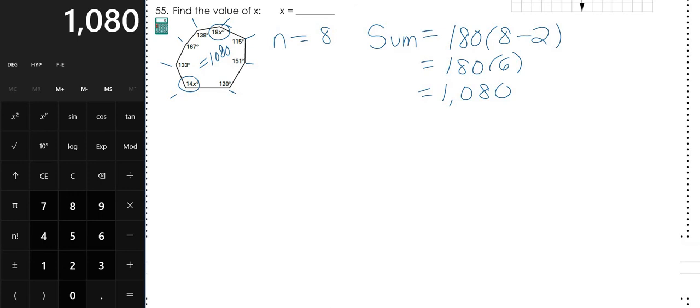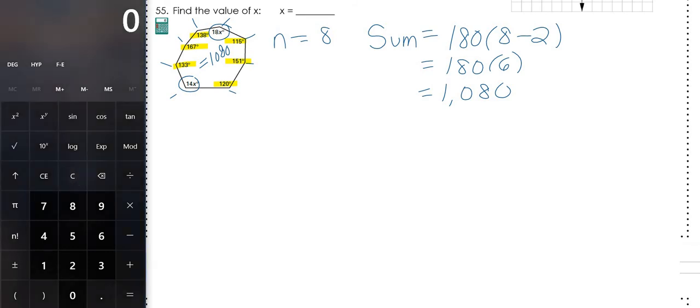So I'm going to set up an equation where I add all of these together and set it equal to 1080. Now, I'm not going to write out my equation. I'm going to start combining while it's still in the diagram. So I have to combine 133, 167, 138, 115, 151, and 120 in the calculator. 133 plus 167 plus 138 plus 115 plus 151 plus 120 equals 824.